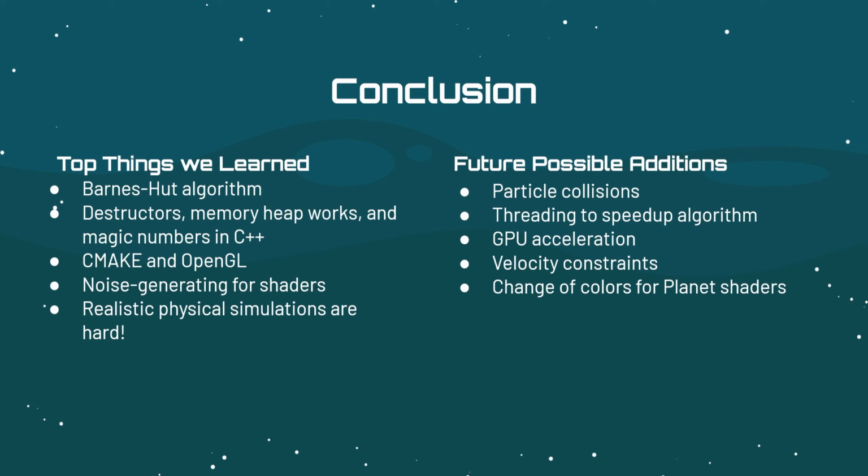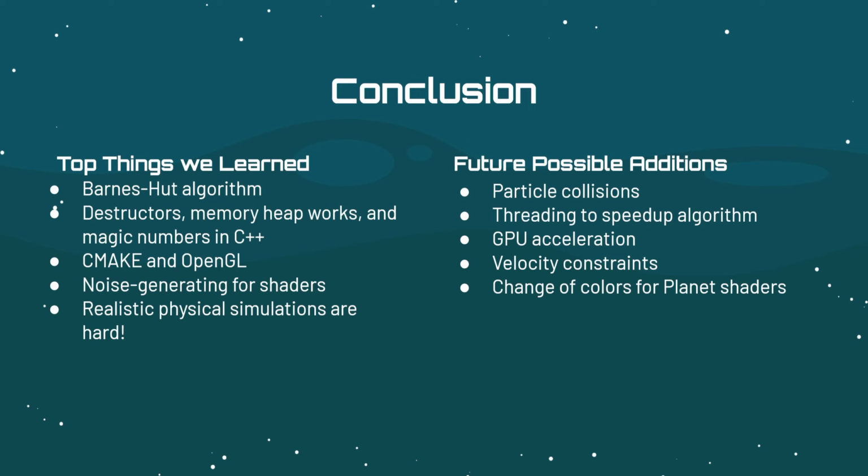But most importantly, we learned realistic physical simulations are hard. When people make simulations of the universe in the real world, it's often a lot more complicated than what we did, and they often have to take into account factors such as dark matter or gravitational lensing.